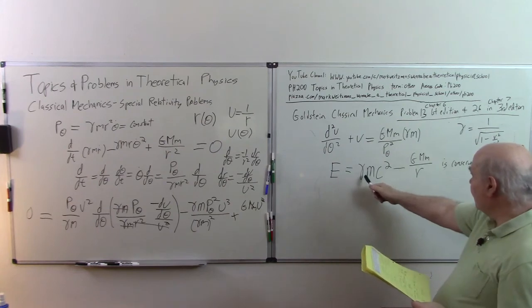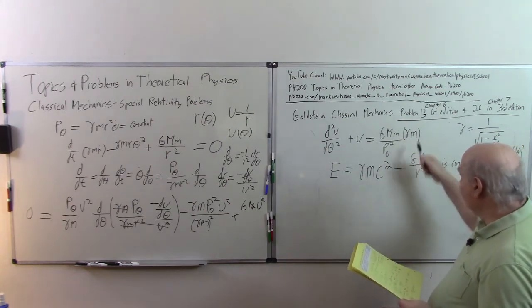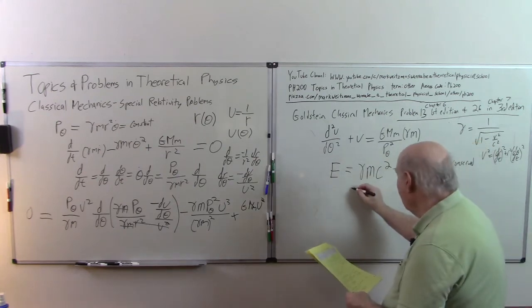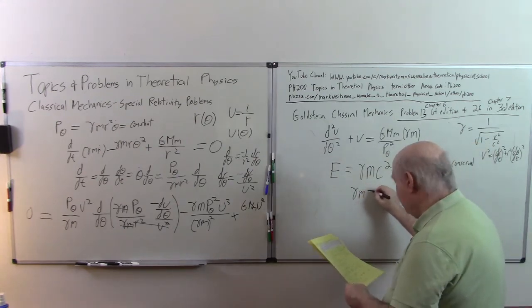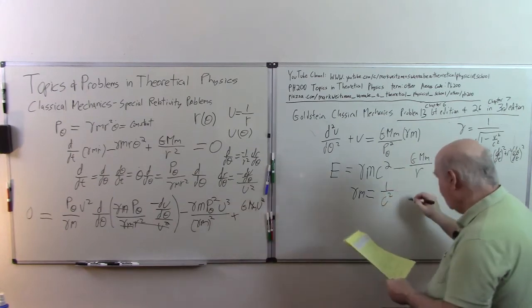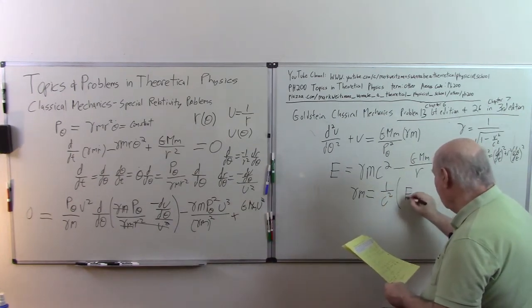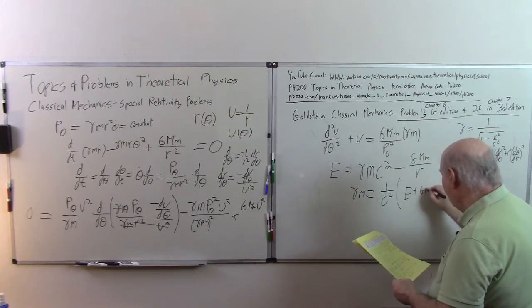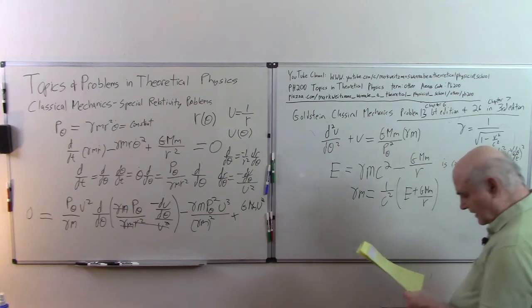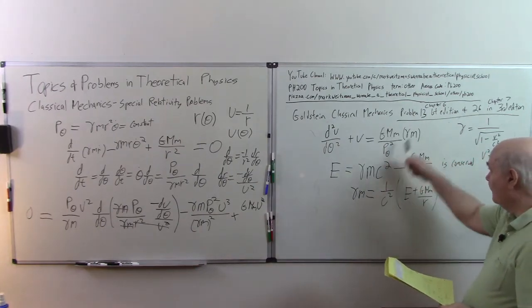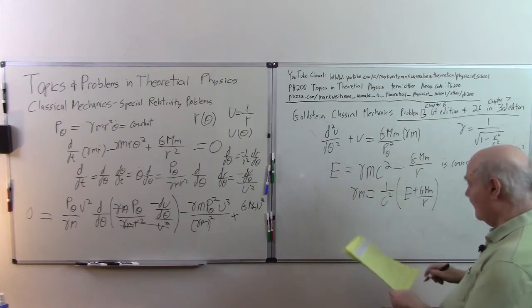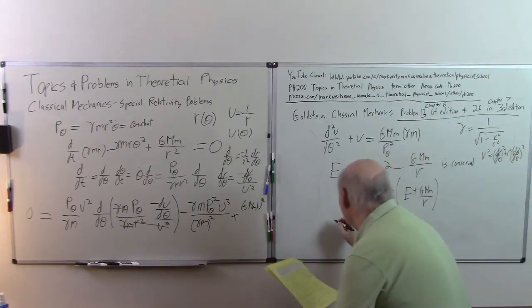This will give us gamma m, which we can substitute in there. So we get from this equation gamma m is equal to 1 over c squared times E plus G M m over r. So now we can substitute this in there. And when we do that, we get the real orbit equation.